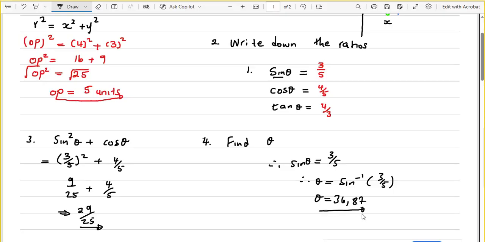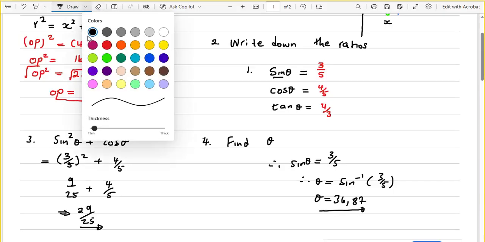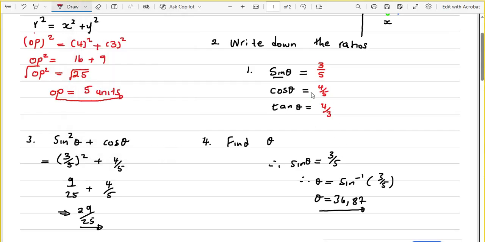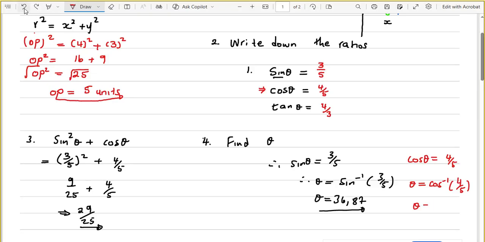Okay, you got 36.87. I want us to try something. Let's say that we use the cos. If I say the cos of theta is equal to 4 over 5, therefore theta is equal to the cos inverse of 4 over 5. What is theta equal to? 36.87. Oh, nice. We get the same answer. Yes. Okay, theta is equal to 36.87.